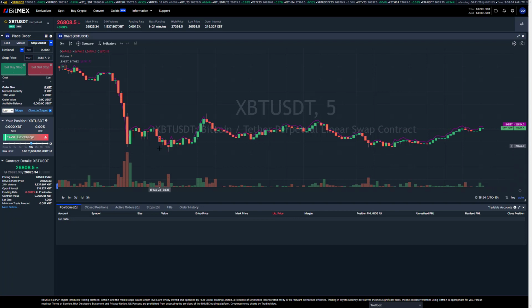All right, so you can't get stuck with that if you don't have any on the platform. It will just not let you raise an order unless you actually have some of that, whether XBT or US dollar tether.